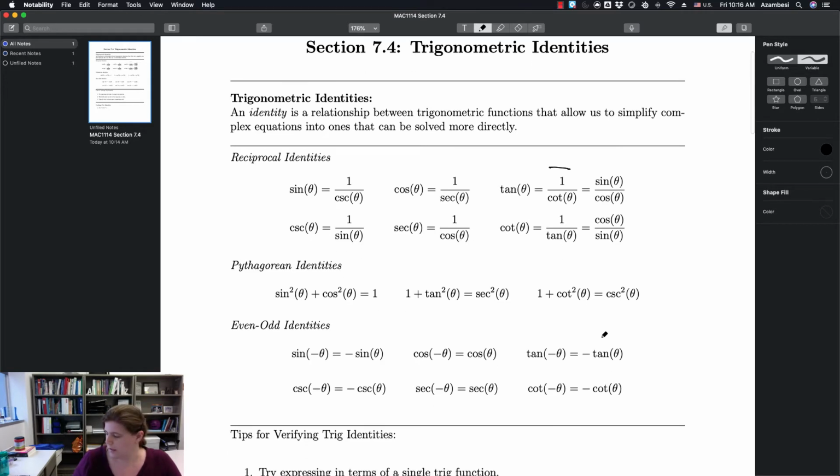The other last one that we've already learned this semester is our even-odd identities. So if you have sine of a negative angle, then it's negative sine of the angle. Cosine of a negative angle is cosine of that angle, and then all the rest of them are based on those. So tangent of negative theta is negative tangent of theta, and so on and so forth.